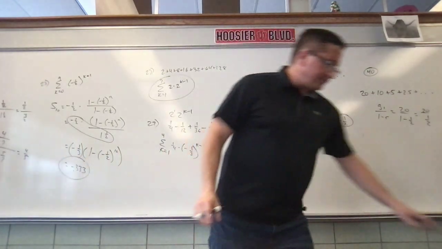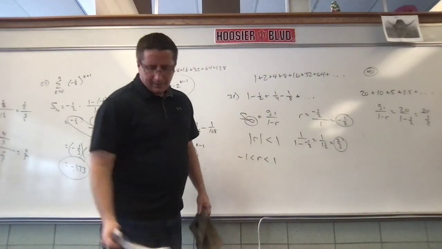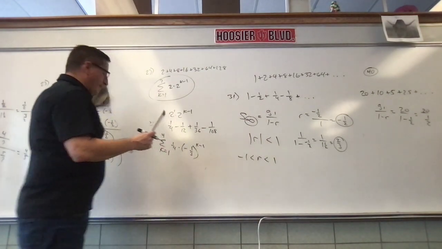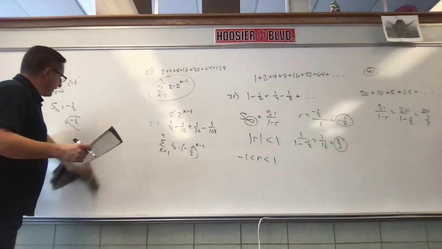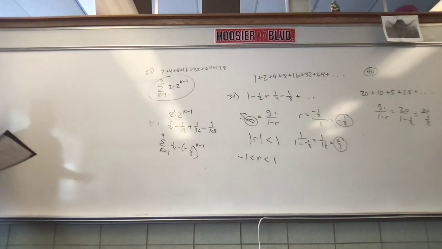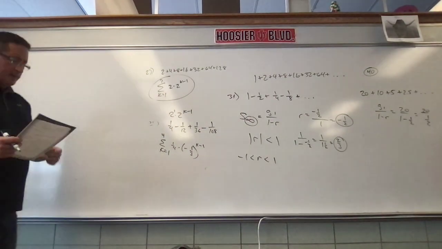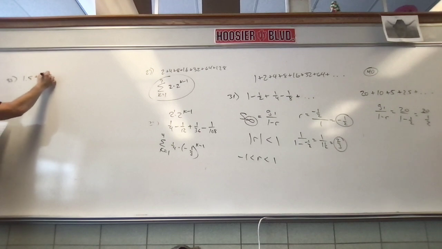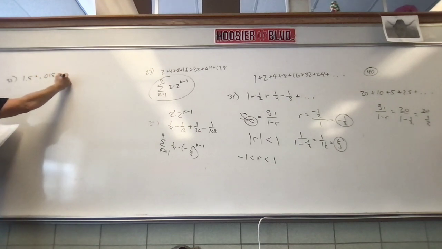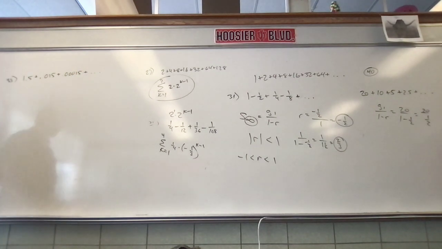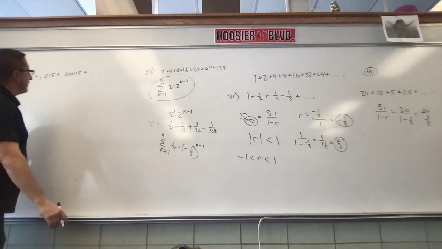All right, let's try 33. I would hope 33 is an easy one for you. Just by looking at it, do you think it exists or not? How come? The numbers keep getting smaller. You're adding on numbers that keep getting smaller. So on this one, they give us 1.5 plus 0.015 plus 0.00015, and so on. You know it's infinite because of the 3 dots. They tell you it's infinite. So let's find our rate.